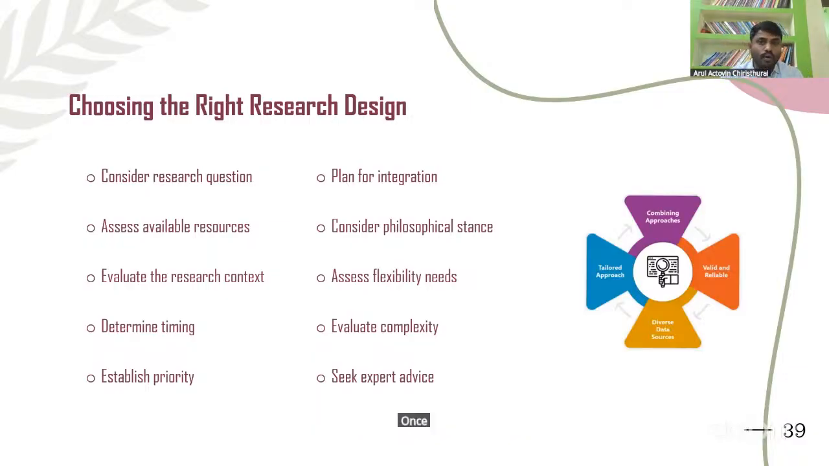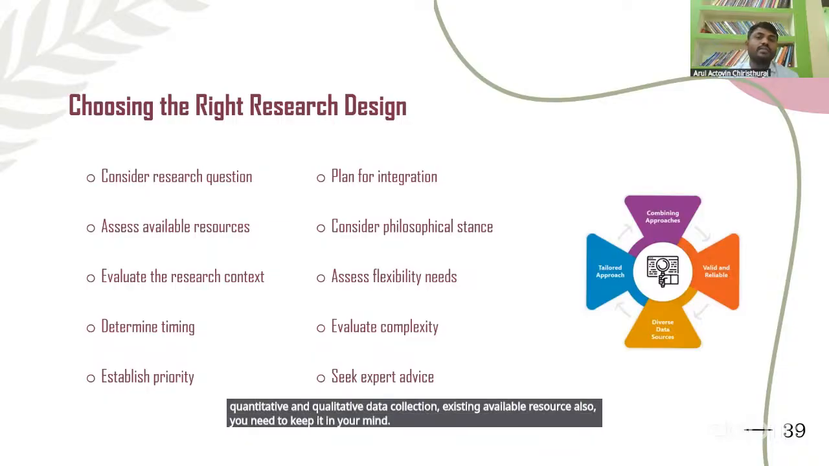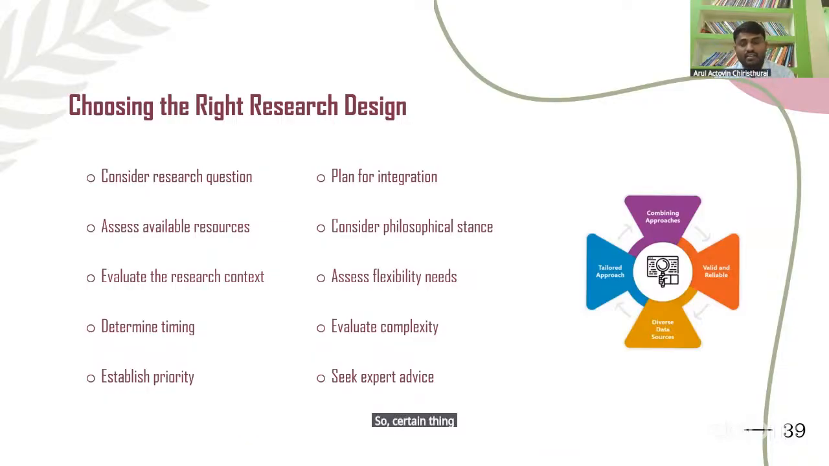And once you get over that, then assess available resources. In order to conduct quantitative and qualitative data collection, the existing available resources you also need to keep in your mind. So certain things we need to keep in mind: the available resources also matter when we are going for mixed method research. And evaluate the research context. Whether the research context which you're going to do has a scope for mixed method or not. In mixed method, which design is optimal? That's what you have to do.